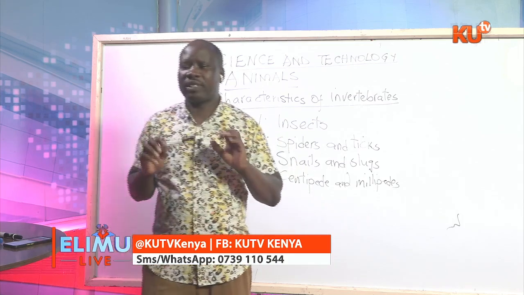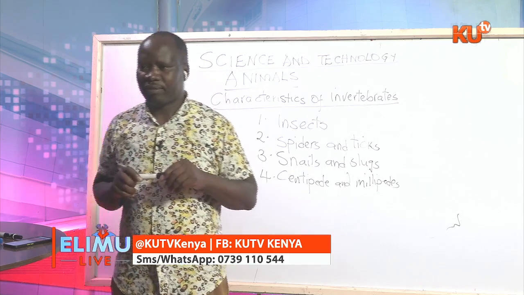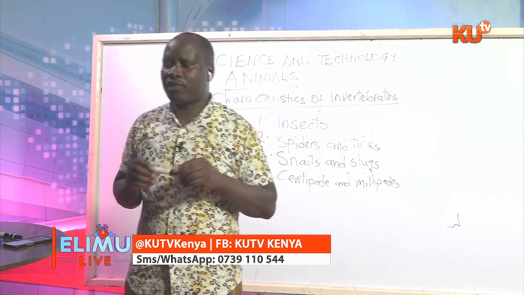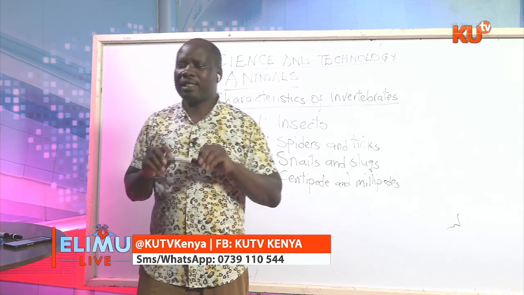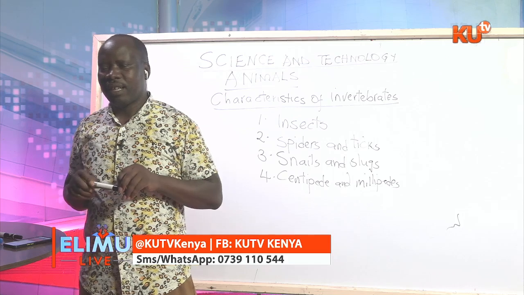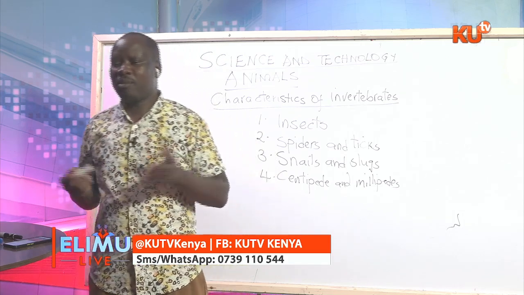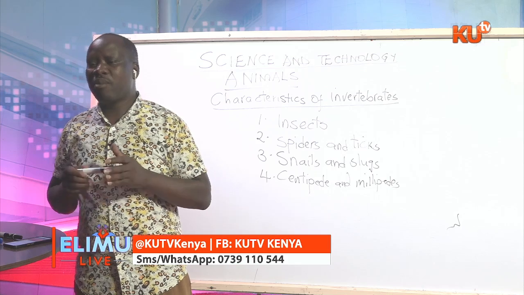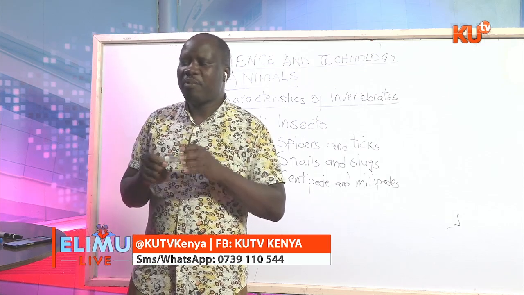Number one, we've said they have a soft body. All snails and slugs have a soft body. Then, number two, all snails and slugs do not have wings. And also they do not have legs. Then, how do they move? They move by crawling through slimy mucus.